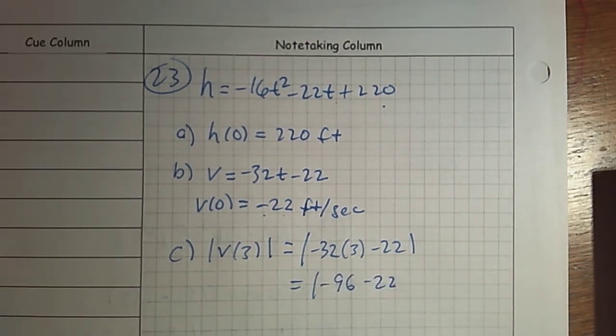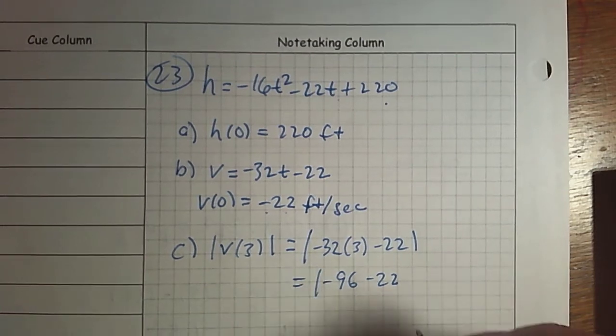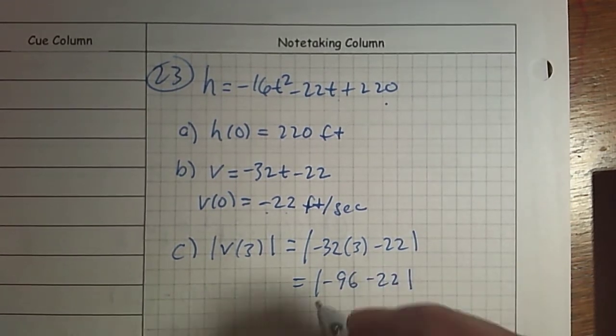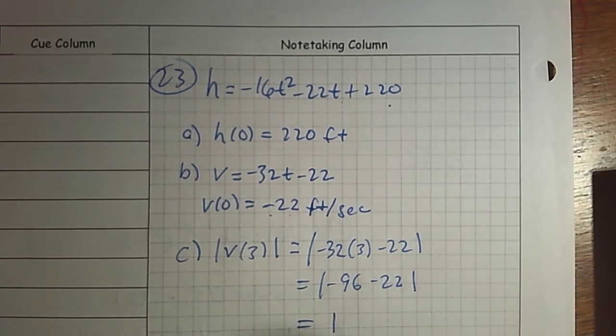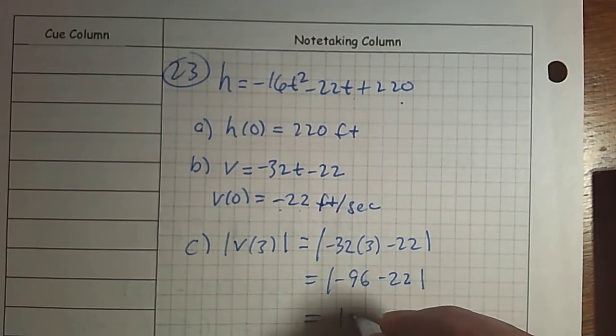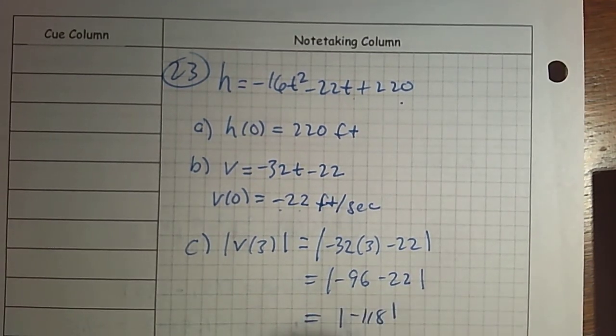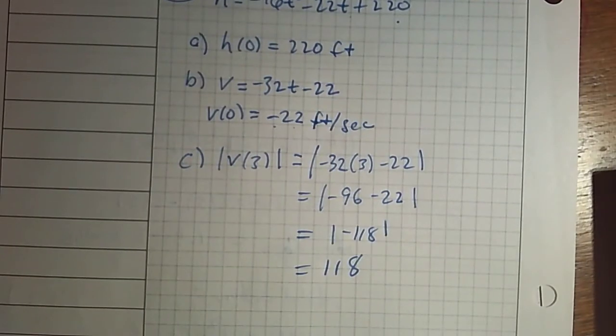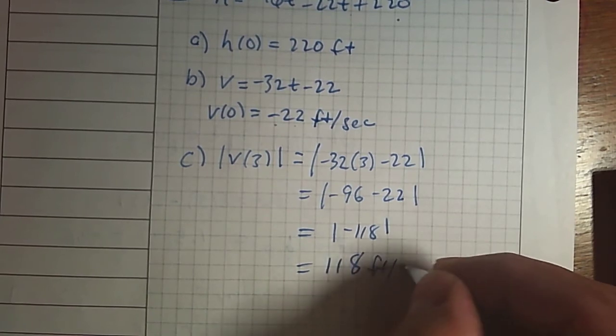Let's see. All right. Here you go. All right. Be nice to me. So negative 96 take away 22. What's the absolute value of that? So the answer is negative 118. But because it is speed, we always write that as a positive answer. And unit is feet per second.